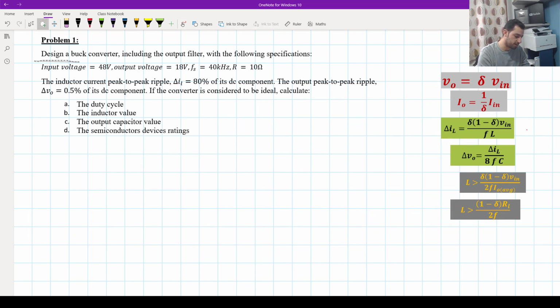So the problem number 1 is: design a buck converter, including the output filter, with the following specification. We have an input voltage of 48, so that's why we have here Vin equals 48 volt, and we have output voltage 18, so we have Vout equals 18 volt. We have the frequency of switching 40 kilohertz, and then finally the load is 10 ohm.